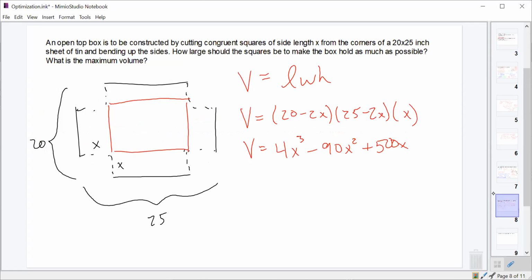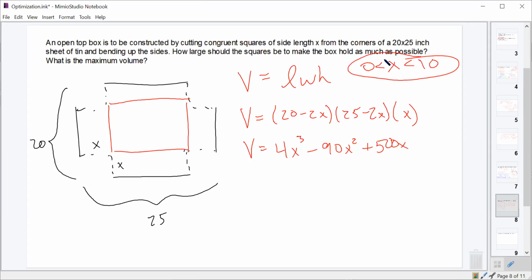What's the smallest x could be? X needs to be greater than what? Yeah, we got to cut off something. So x has got to be greater than 0. What's the most we could almost cut off? 10, right? Because we got to cut off 2x from 20. If I cut off 10, that cuts off the entire side, right? So we got to cut off less than 10. So our x value is going to be between 0 and 10.